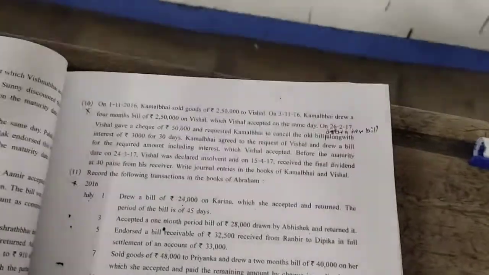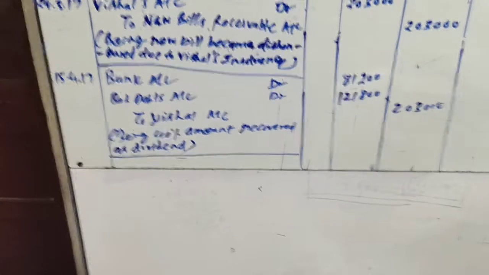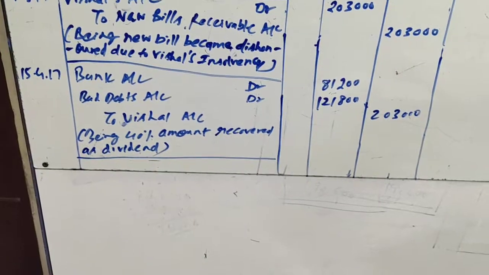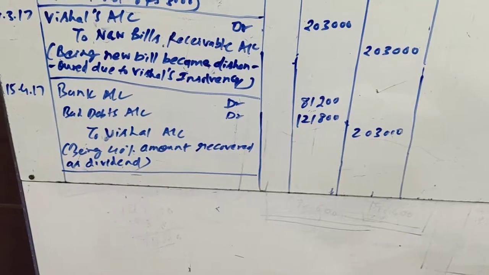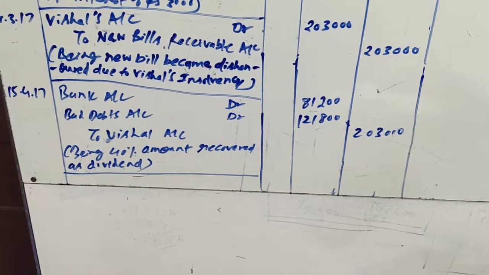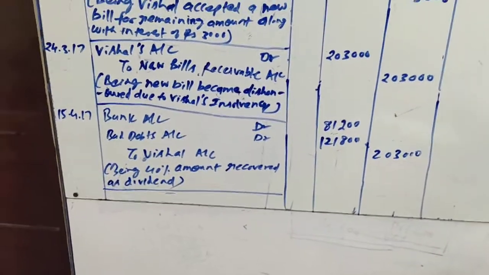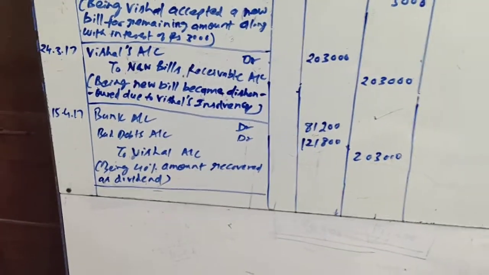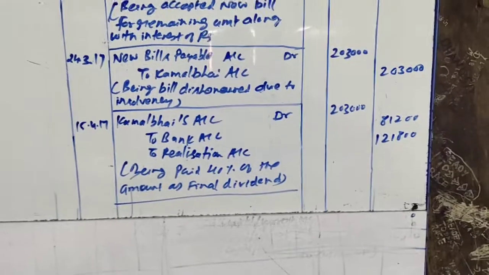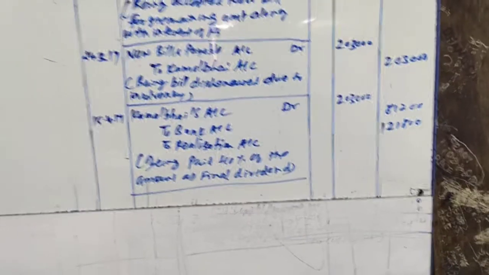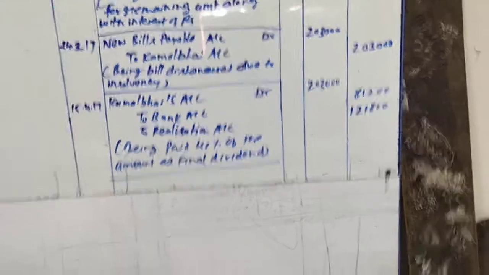So here is the entry in the books of Kamal Bhai. Bank account debit, bad debts account debit to Vishal account, being 40% amount received as final dividend: 81,200 bank account, bad debts account remaining amount 1,21,800, and to Vishal account 2,03,000. Okay, now let us see what will be the entry in the books of Vishal. In the books of Vishal, the entry will be Kamal Bhai's account debit 2,03,000 to bank account 81,200 and to realization account 1,21,800.